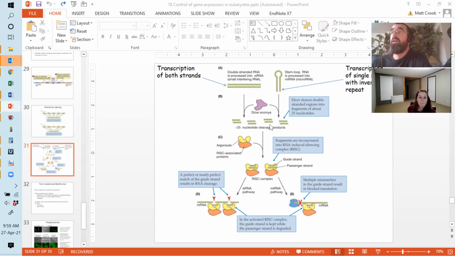Now, those are recognized by another complex, which is the RNA-induced silencing complex, or RISC. It has a whole bunch of proteins, including this one called Argonaute for some reason. Don't know why it's called that.